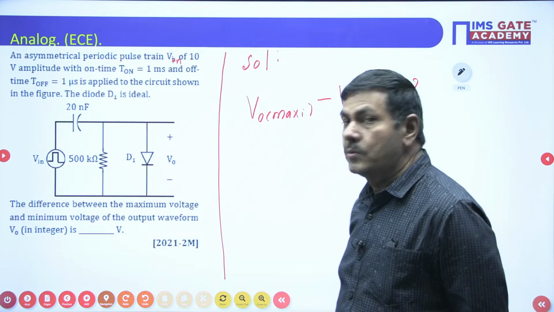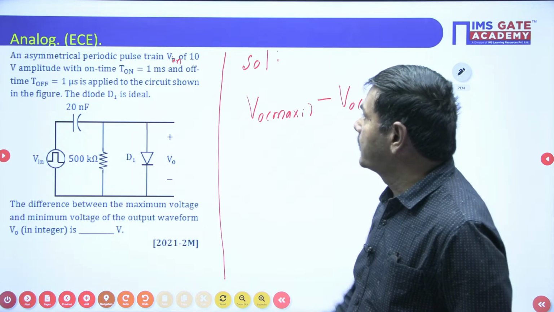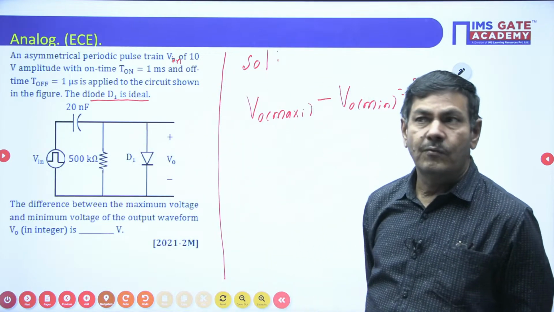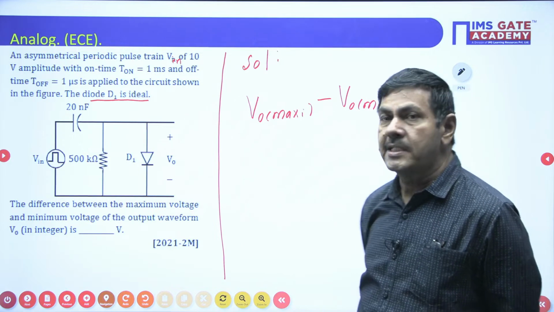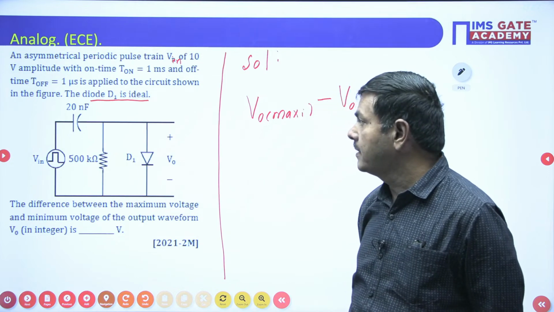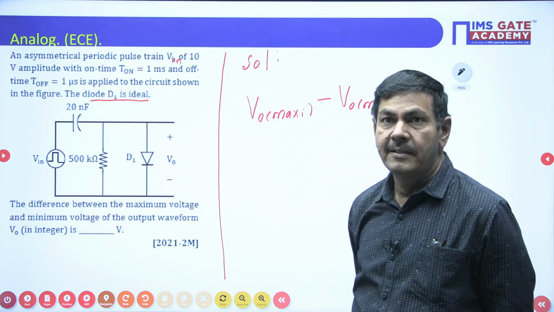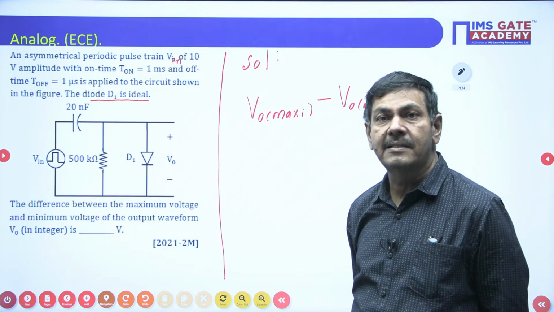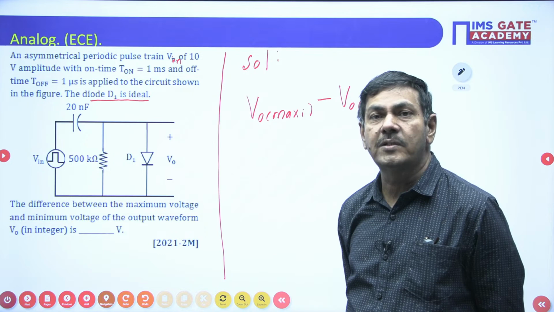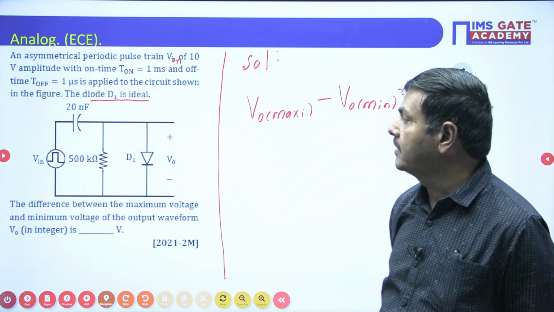But what about this diode? Is the diode ideal or non-ideal? The problem directly says, diode D1 is ideal. One point we know very well: when a diode is ideal, it acts as a short circuit if it is forward biased, and if it is reverse biased, it acts as an open circuit. So we can understand, based upon the input voltage, when the diode is on and when the diode is off.